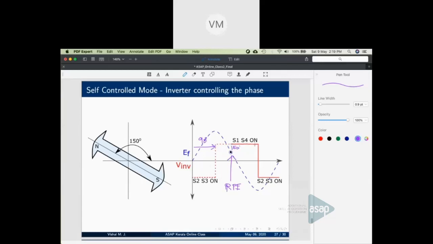So S1 and S4 turn on. It has to be on till 270 degree. Now I am at 150, so wait for 120 degree more. Once 120 degree passes, turn off these two, turn on these two. Keep them on for 180 degree, then turn off, keep them on for 180 degree, and the cycle continues.